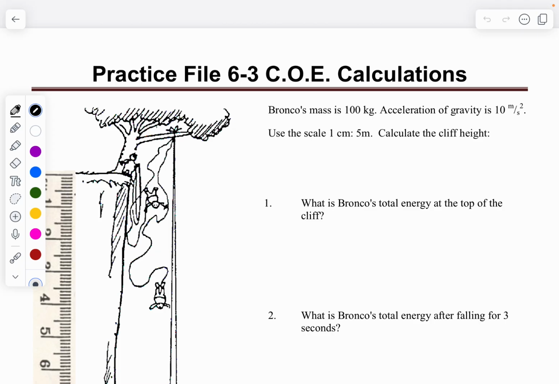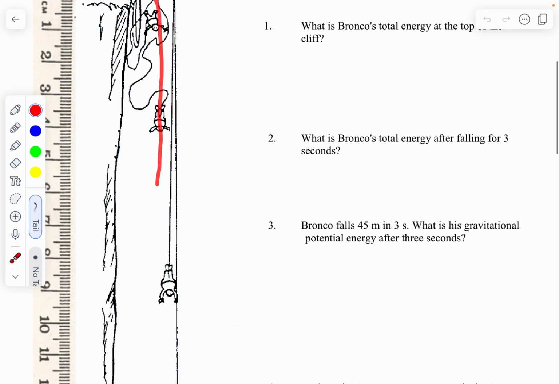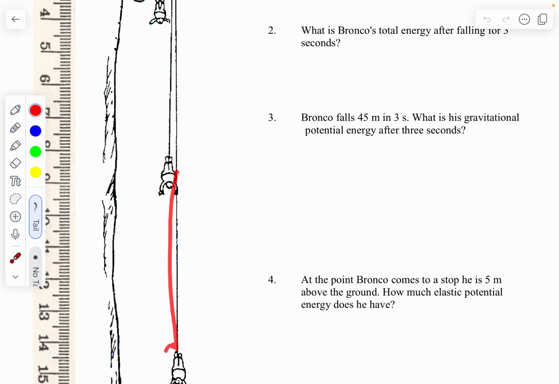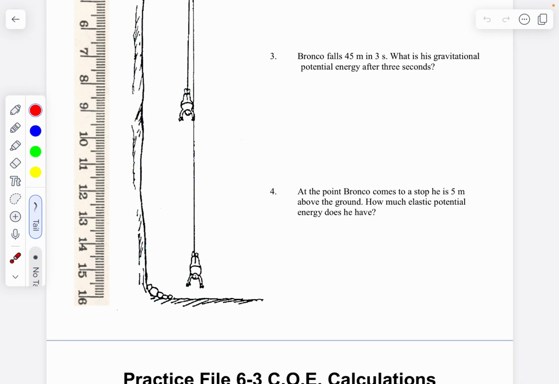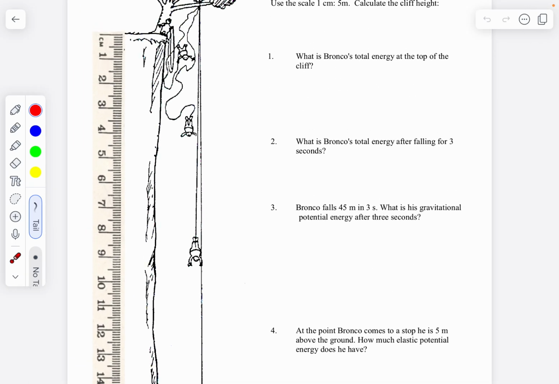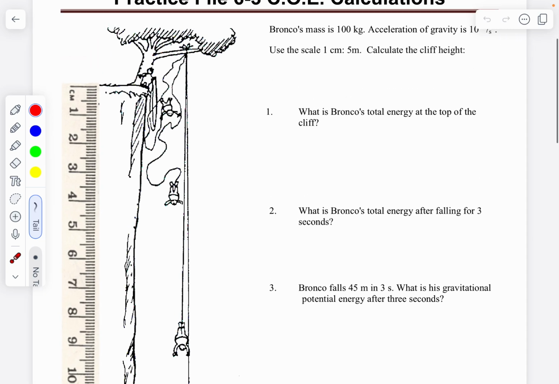I'm going to walk you through practice file 6.3, which is a conservation of energy problem where we have a bungee jumper at the edge of a cliff, jumps off the cliff, goes into free fall, and at some point that bungee kicks in, providing an upward force that eventually makes the bungee jumper stop before they plummet into the ground. As always, the total energy of our system remains constant throughout this entire process, and we can use that in order to solve the problem.